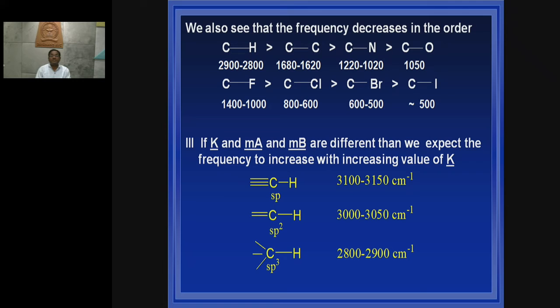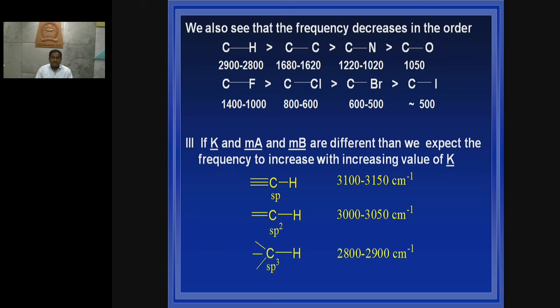Again, you can observe a similar kind of effect in the case of C-F, C-Cl, C-Br, and C-I. Coming from left to right, the mass of the second atom is continuously increasing, and so the frequency is also continuously decreasing from left to right. And all these examples you can explain on the basis of Hooke's law.